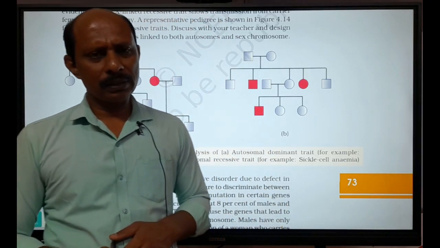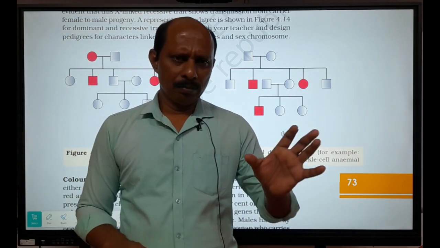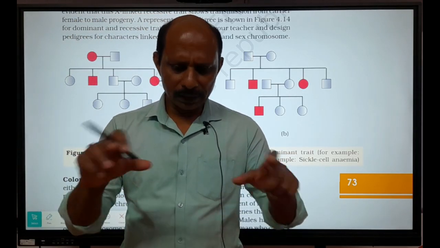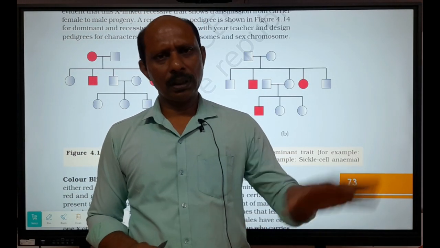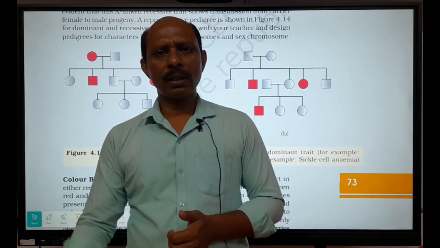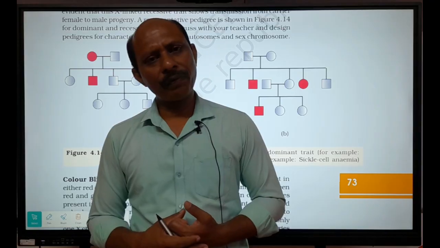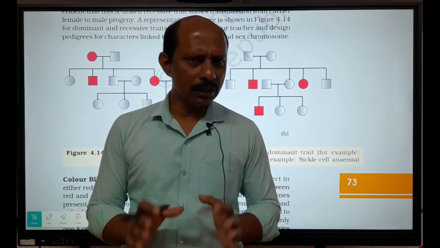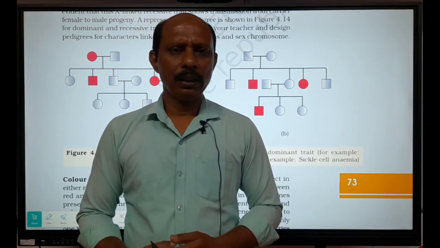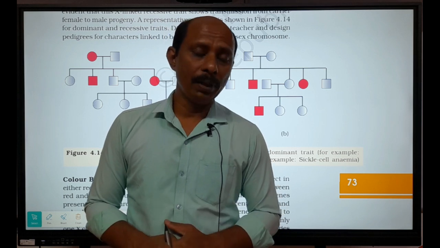And sometimes what happens? The mother is affected, but in the second case, what happens? The son is unaffected, the daughters are unaffected, or no offspring is affected. That means it is autosomal. If it appears randomly, that means it is autosomal dominant.